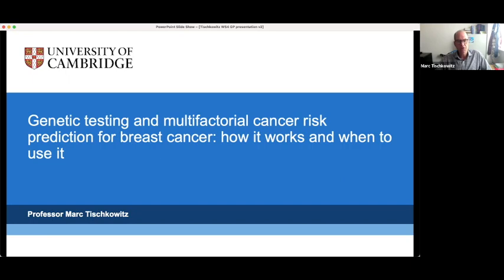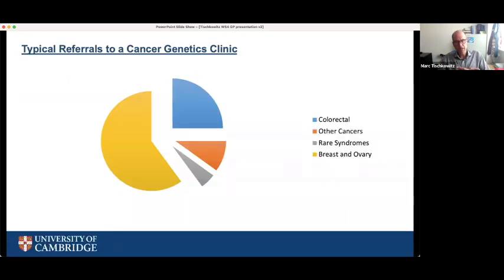I'm going to talk to you over the next 5 minutes about genetic testing and multifactorial cancer risk prediction for breast cancer. We run the genetic service for the East Anglia region, and in our clinics, most of the work that we do relates to hereditary breast and ovarian cancer, as you can see in this slide here. We also have a fair portion of colorectal cancer cases. Some of the other cancers that we come across are things like renal and lymphoma, and a small portion of our workload is to do with rare cancer syndromes.